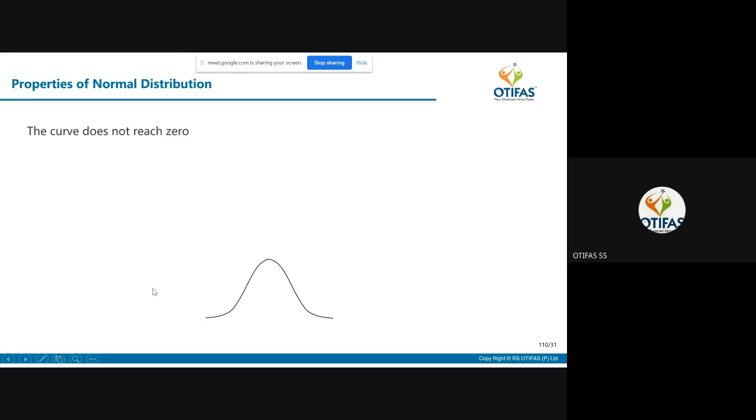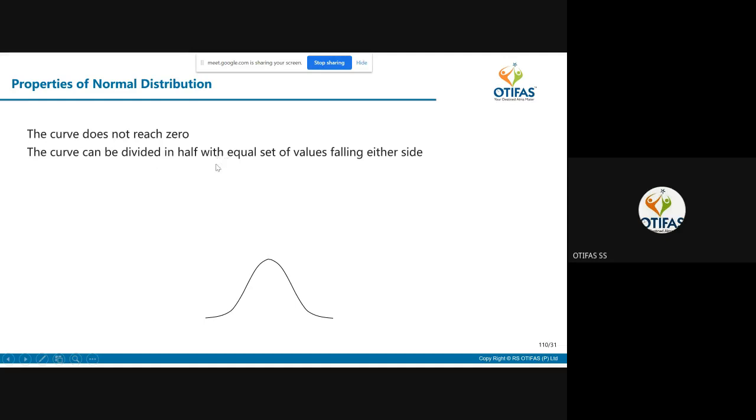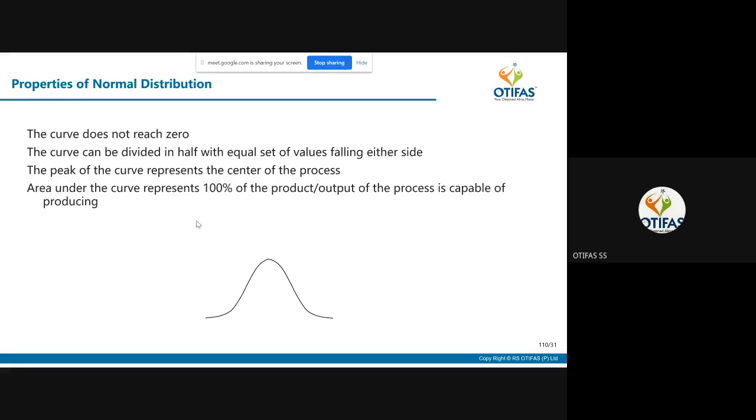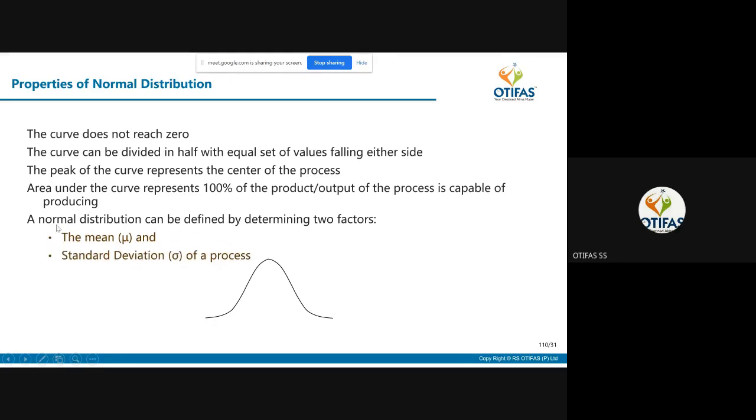So what are the properties of the normal distribution? First, the curve never touches zero. The curve can be divided in half with an equal set of values falling on either side. The peak of the curve represents the center of the process. The area under the curve represents 100% of the product output the process is capable of producing. So we are going to find the area under this curve, that is 100%. And the normal distribution can be defined by determining two factors, that is mean and standard deviation. These are the properties.